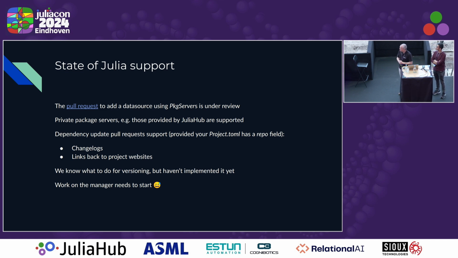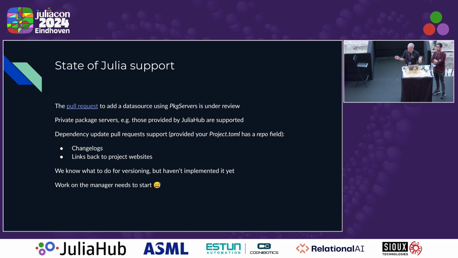So as I mentioned, private package servers are supported. The dependency update pull requests, as we showed, support change logs and links back to your project websites, as long as you have the repo field filled in your Project.toml. I know what to do for versioning. I've dug into it already.